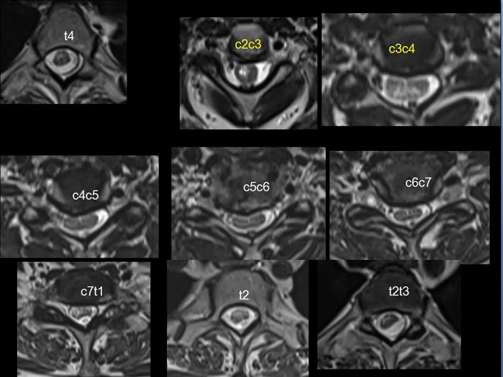See the spinal cord's compressed? And look at C7, T1, T2, T3. Spinal cord look normal there? It's posterior now there. Yeah. So what do you think happened? What happened in this patient?